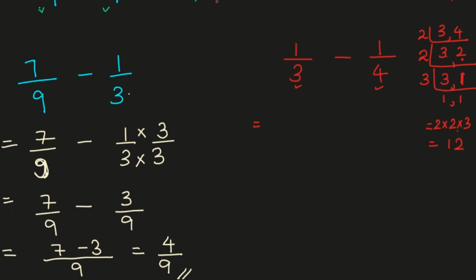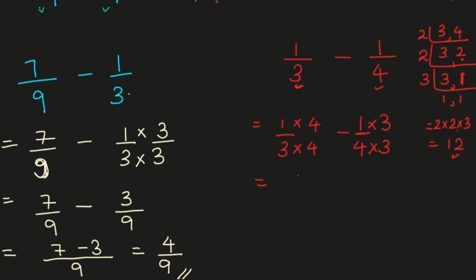Great. So now what you have to do? You have to convert this 3 into 12. What you have to do? You have to multiply the denominator by 4. If you multiply the denominator, then you have to multiply the numerator as well. Great. Then what you have to do? You have to convert this 4 into 12 by multiplying it by 3. Then if you multiply the denominator, you need to multiply the numerator as well.